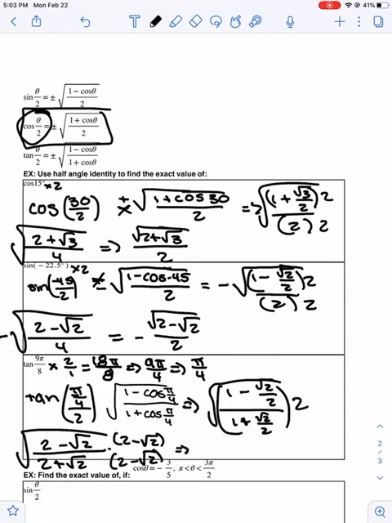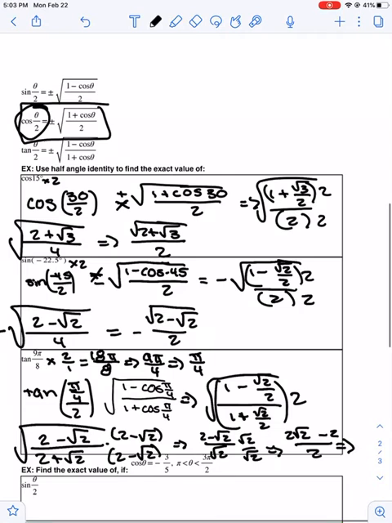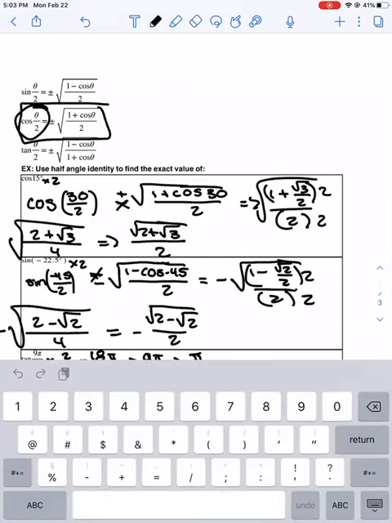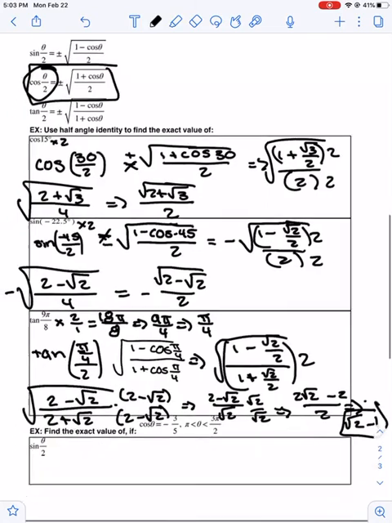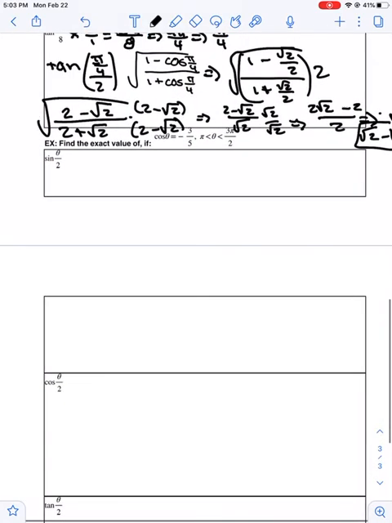So when I do this, I should get 2 minus square root 2 over root 2. Again, can't have that radical in the bottom, so I'm going to multiply by the square root of 2. And then lastly, I end up with 2 root 2 minus 2 over 2. And this can be even simplified further by dividing by that 2, and I would get the square root of 2 minus 1. And that's my final answer here.